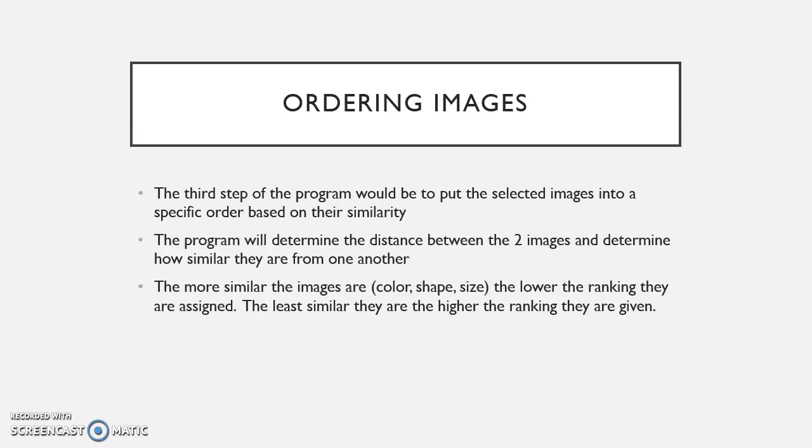So the ones with the higher ranking would be the ones that are least similar to our image that we selected, and then the ones with the lower ranking will be most similar. So in this case, we would basically get displayed the 20 images that have the lowest ranking, because they have the least amount of distance between their vectors, which makes them most similar to the image that we chose.